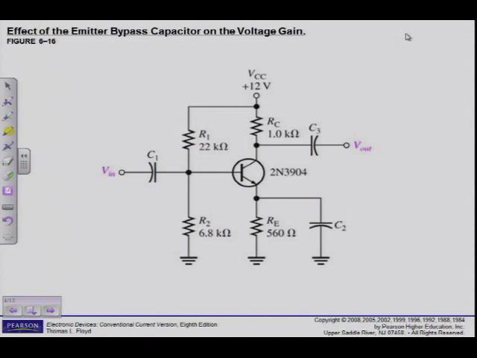Okay, so two things that I have to be careful to watch out for. The rule of thumb, XC should be 10 times less than the value of RE, and of course that I should calculate this value at minimum frequency.